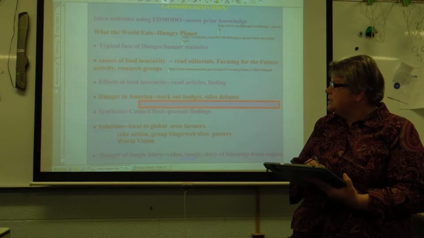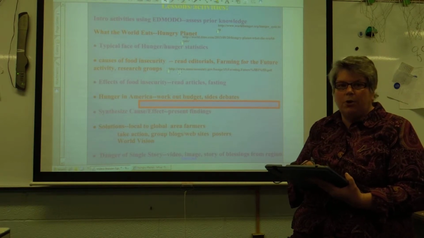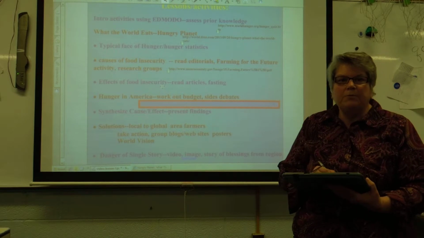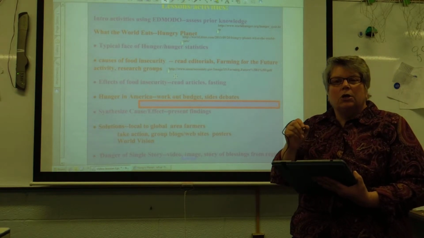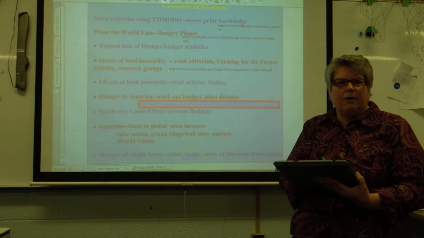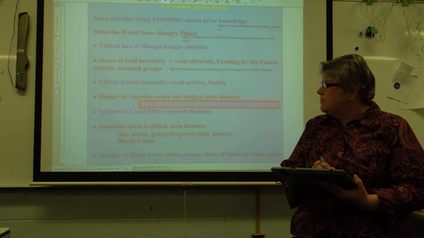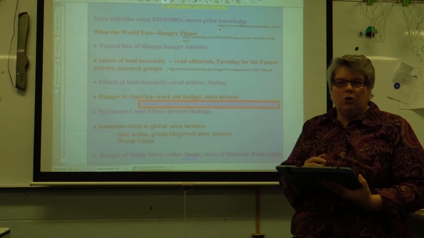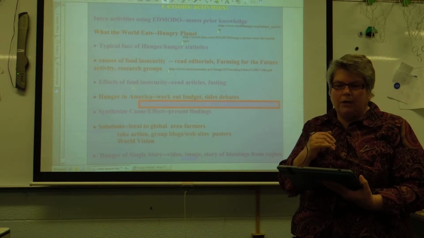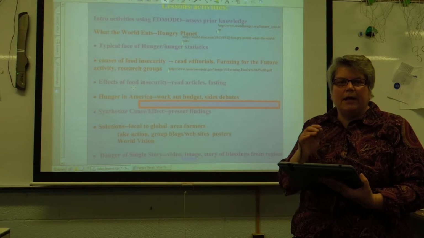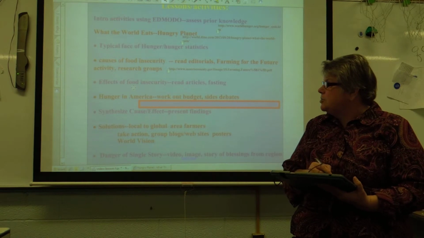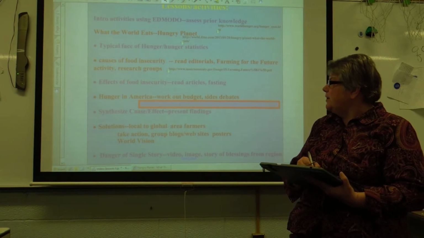Also, we'll look at causes of food insecurity. We'll read a number of editorials. We'll do an activity from Farming for the Future that helps them to understand what are some of the things that affect a farmer's outcome. How many things are beyond his control? But the major focus is going to be on the research groups that students are going to do. It's going to help them with their asking good questions. It's going to help them with conducting good research. They're going to get particular regions of the world and study causes and do graphing in these particular research groups and present their findings later.